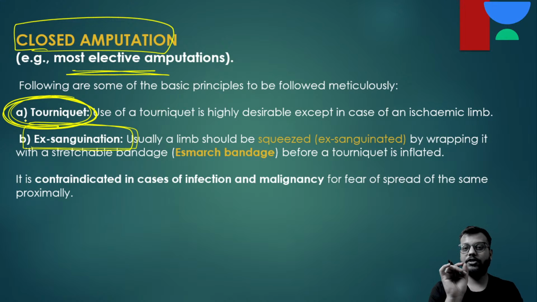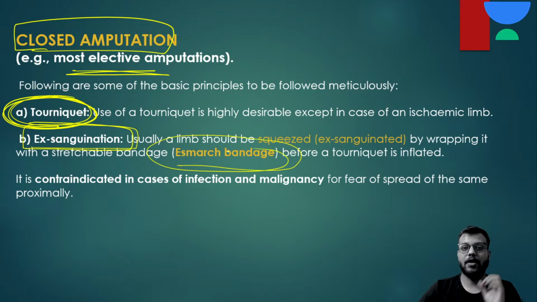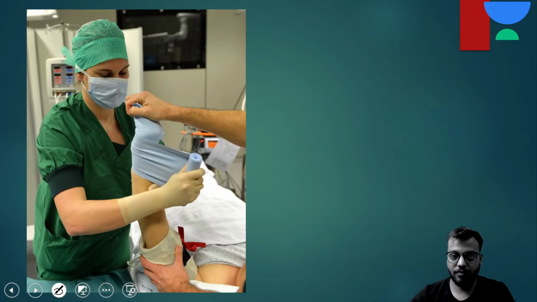The literal definition is so much blood loss that there is death of the patient. Okay, so flow of the blood. So generally in elective procedures what you do, you take a bandage called the Esmarch bandage, and you squeeze the part which you are removing in the proximal direction. That is called exsanguination in amputation, and it is done with the help of the Esmarch bandage.